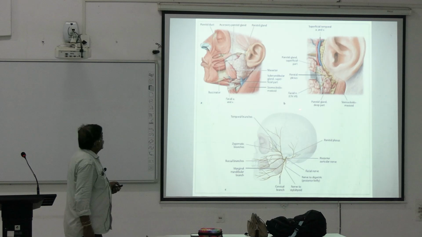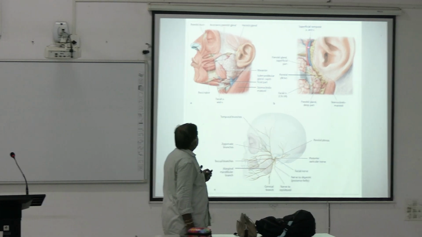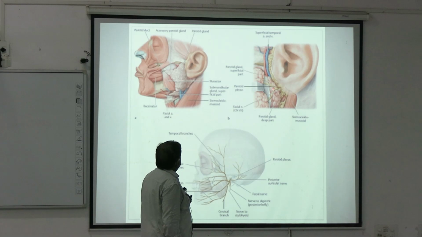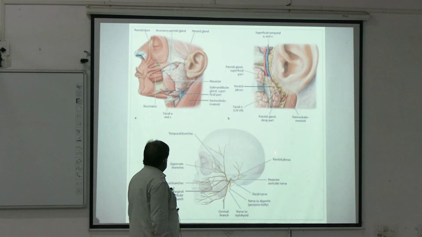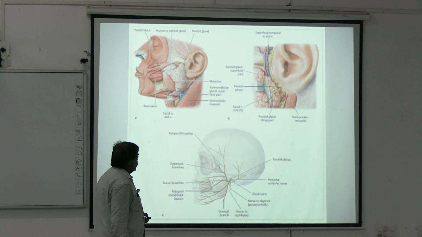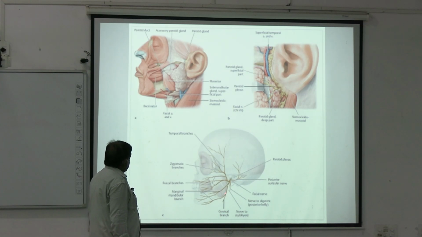And now superficial temporal artery and vein, the parotid gland here, the facial nerve, this is the facial nerve, and parotid gland here, and sternocleidomastoid muscle. This is the auricle. Now, the temporal, this is the zygomatic branch of the facial nerve, these are the buccal branches of the facial nerve, marginal mandibular branches, and parotid plexus is here, posterior auricular nerve, facial nerve proper, and nerve to digastric posterior belly, nerve to stylohyoid and cervical branch. This is the cervical branch.